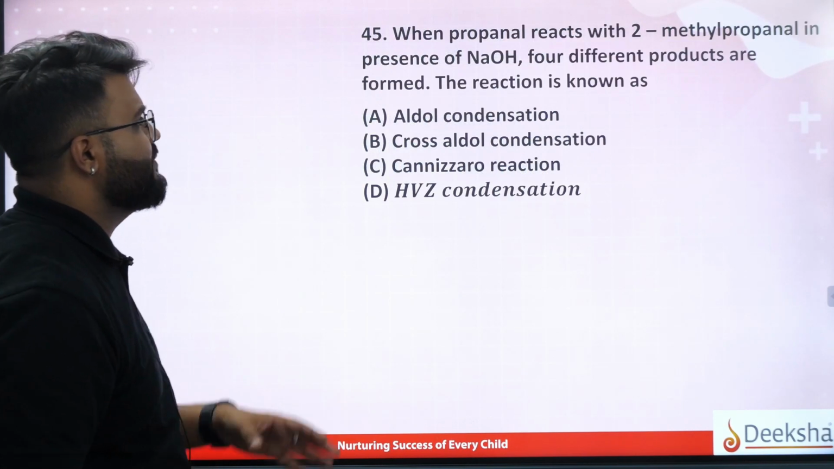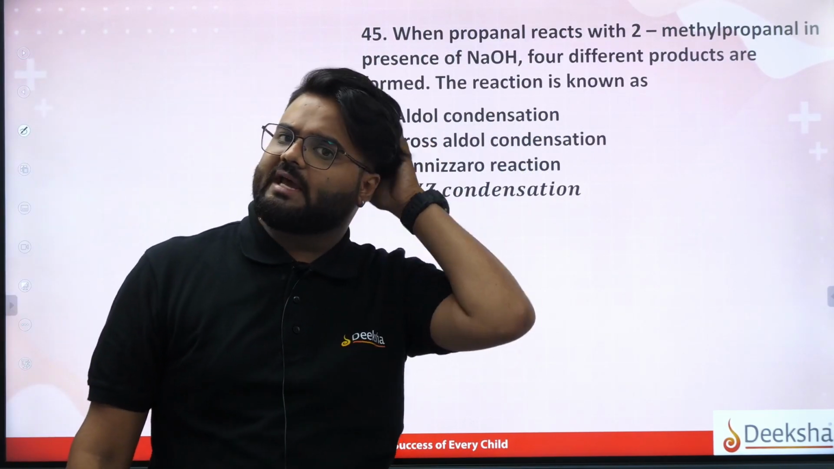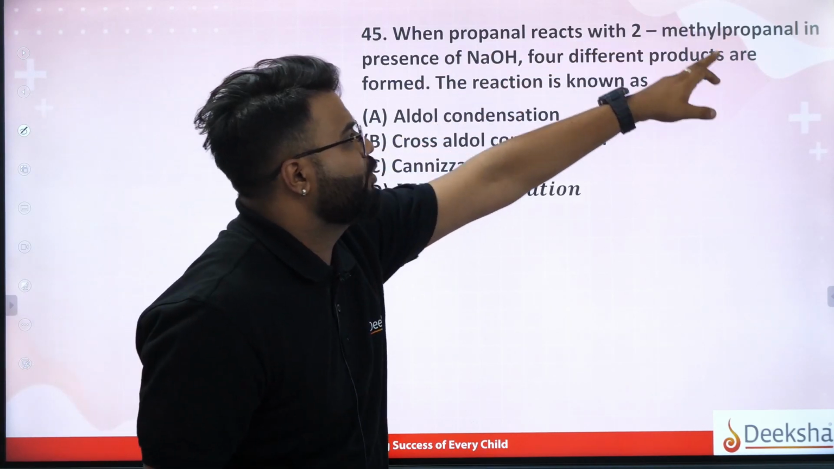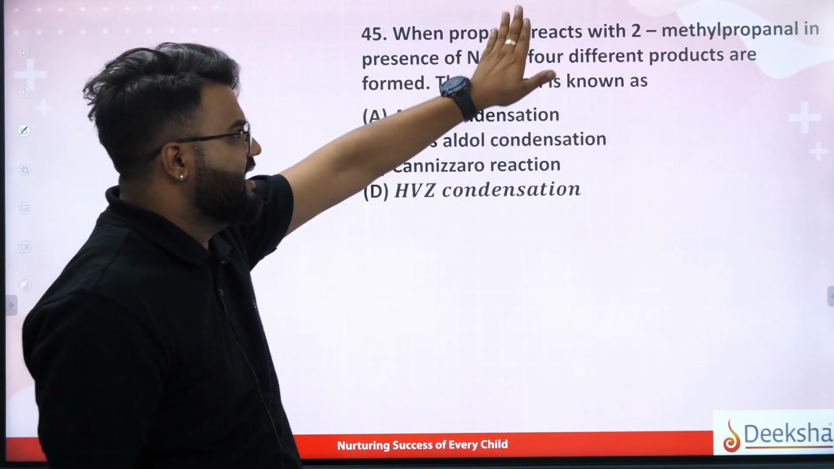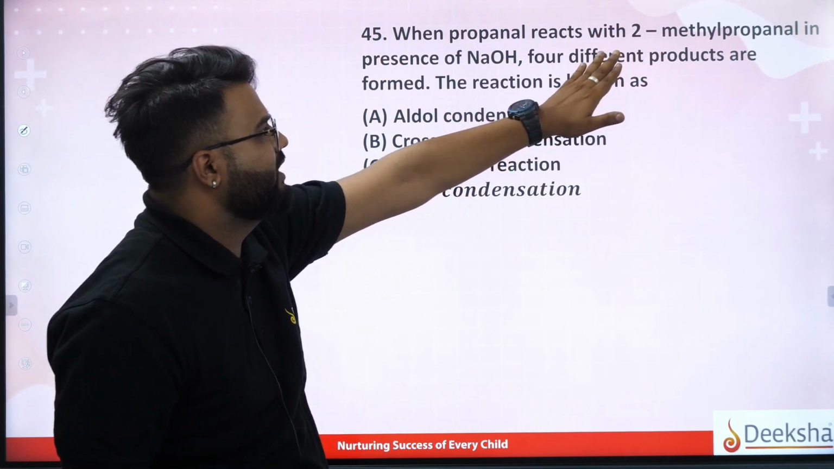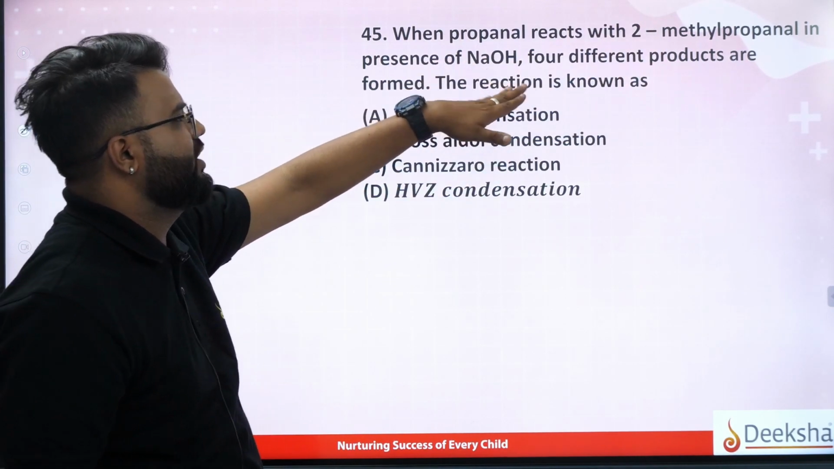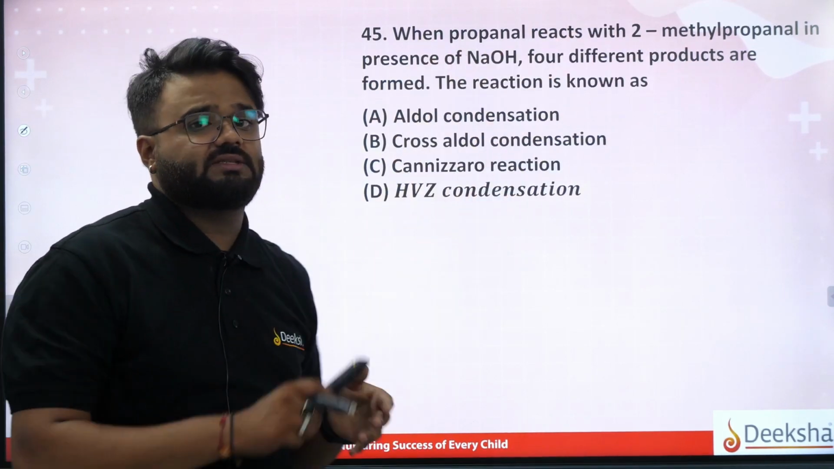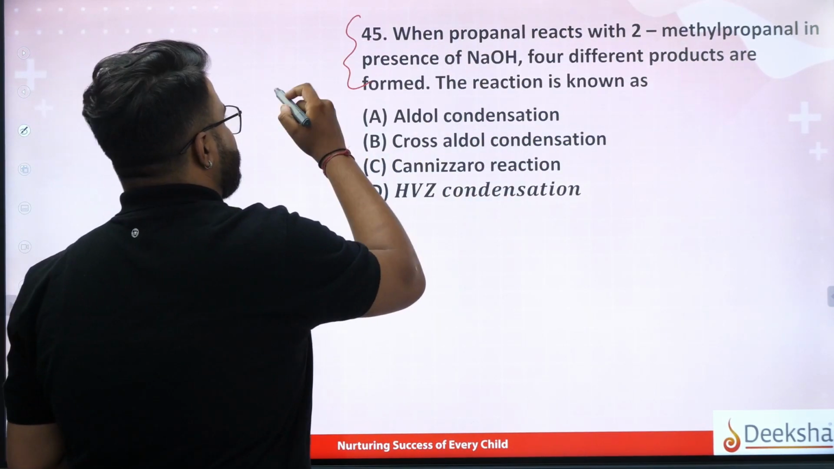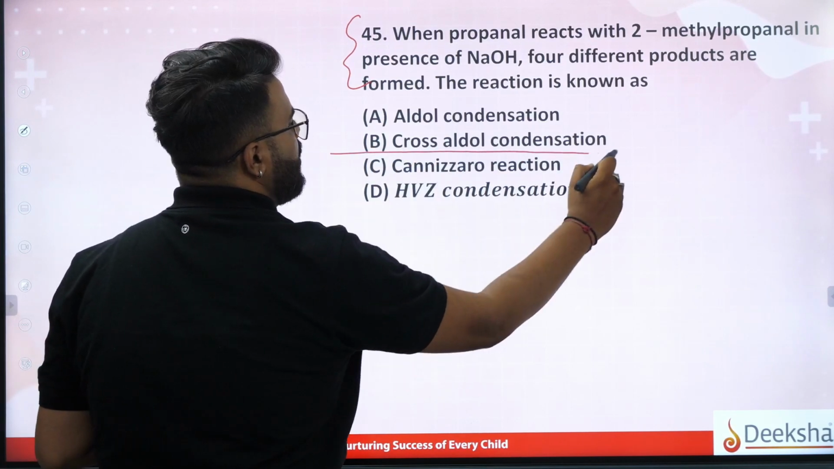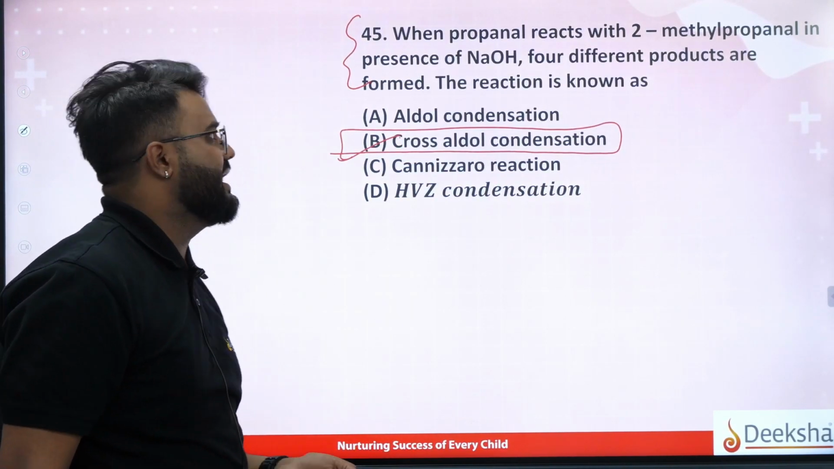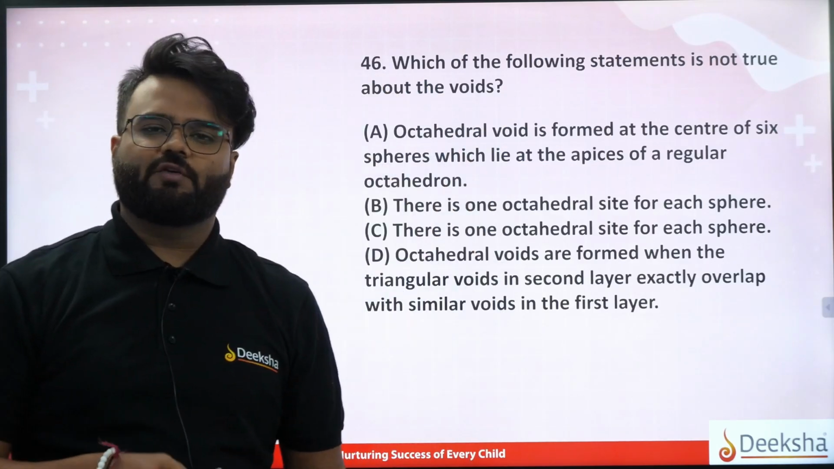Coming back to question number 45, a very simple and direct question they have asked. When propanal and 2-methyl propanal react in the presence of NaOH, 4 different products are given. Then the reaction is known as, this is a famous reaction and it is the definition of cross-aldol condensation reaction. So option B will be the correct answer. So we have all seen question number 45.